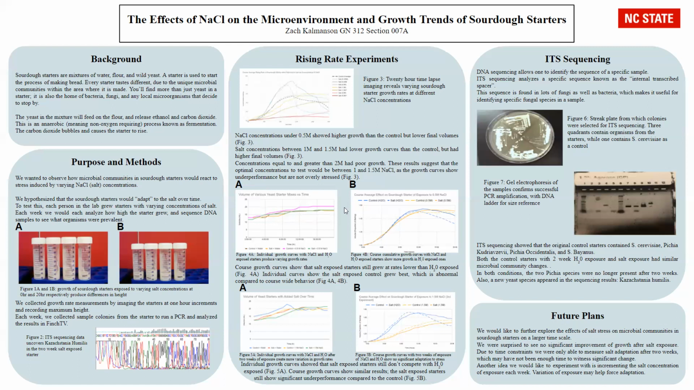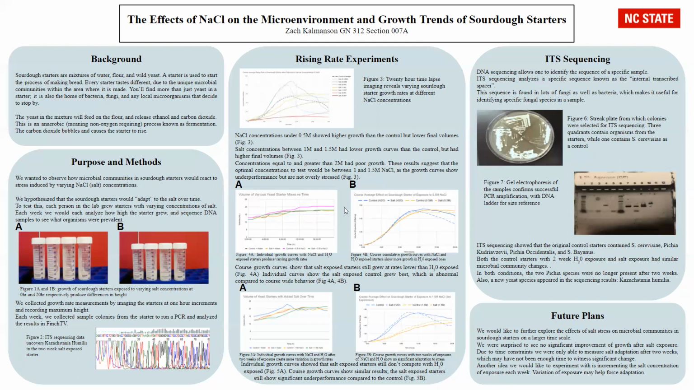If you recall from rising rate 1 in figure 3, the 0.5 molar starters seem to grow better than the control. This is still the case. However, the two curves that have been exposed to sodium chloride show less growth than the water-exposed curves. They do end up with higher final volumes, but again recall that this is a trait we already expected as we saw it occurring in rising rate 1.